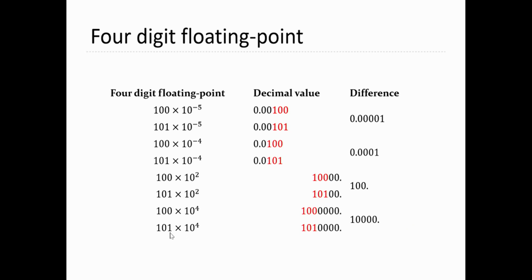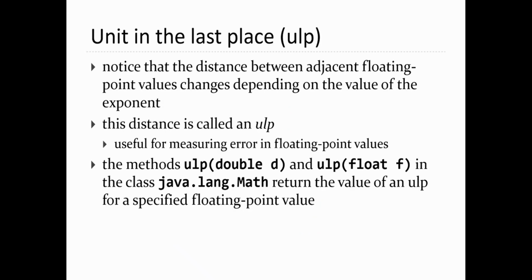Whenever you change orders of magnitude, this difference changes. That digit in the last place in all of these examples is called an ULP, U-L-P, unit in the last place. So the distance between adjacent floating point values depends on the value of the exponent, and that distance is called an ULP. If you want to know what an ULP is for any floating point value in Java, you can ask the Math class using its method called ulp for some value, and it will tell you what an ULP is for that value.